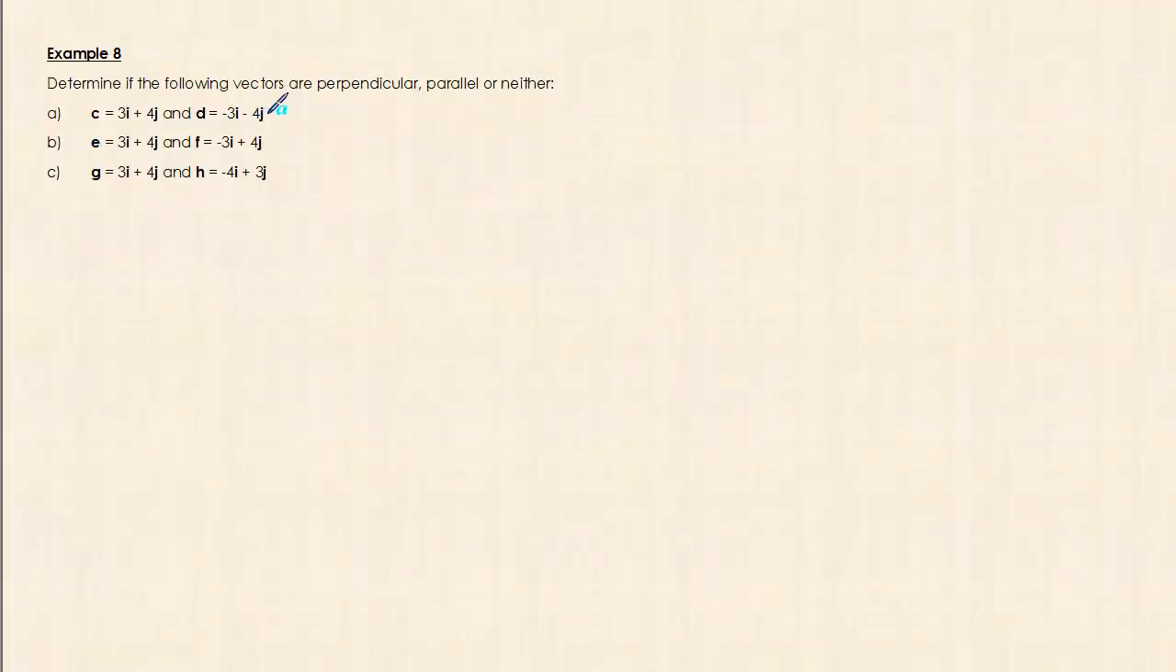Determine if the following vectors are perpendicular, parallel, or neither. It's worth noting that all of the vectors here are some variant on 3 and 4, so (3, 4), (negative 3, negative 4), and so on. So all of them would have a magnitude of the square root of 3 squared plus 4 squared, which is 5.